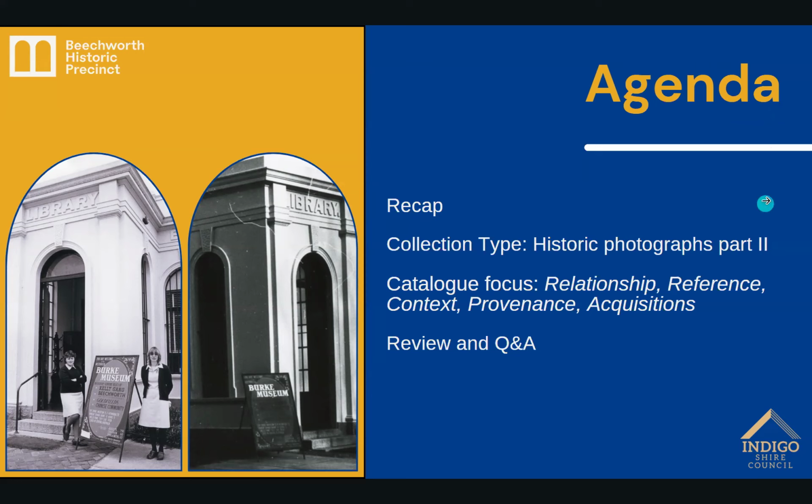So the agenda: I'll go through a bit of a recap of last week. We'll go through the collection types. We're still on historic photographs, so this is obviously part 2, and the cataloguing focus for this week. We're going to be looking at relationships, references, context, provenance, and acquisitions. And then we'll have a bit of question time and a review of where we're up to at the moment.